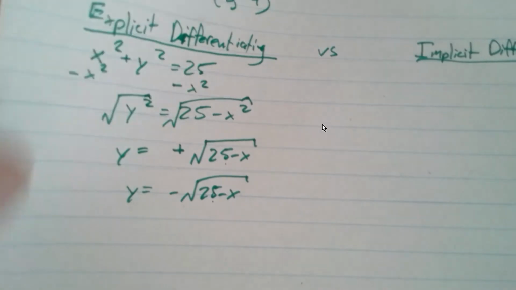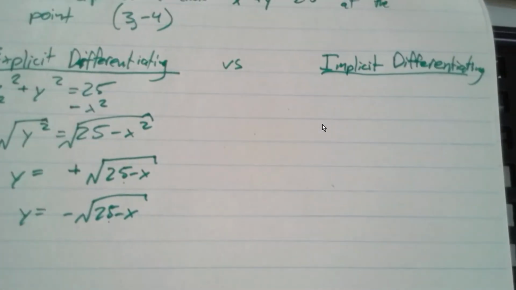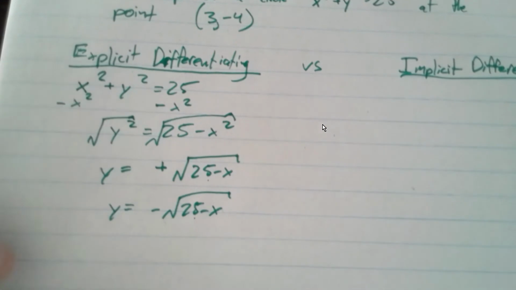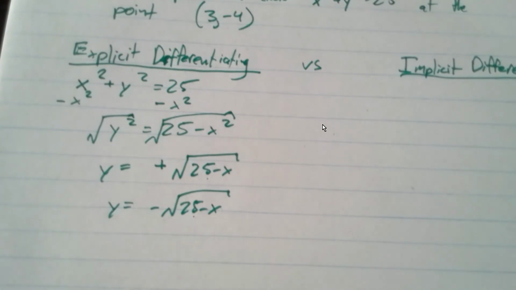There's the other option of doing it implicitly. I'm going to leave you guys to find dy over dx in just a second. That's going to be your next task. But before that, okay, well, I was definitely never that fast at doing this, but good job. Do you know why there's a plus?